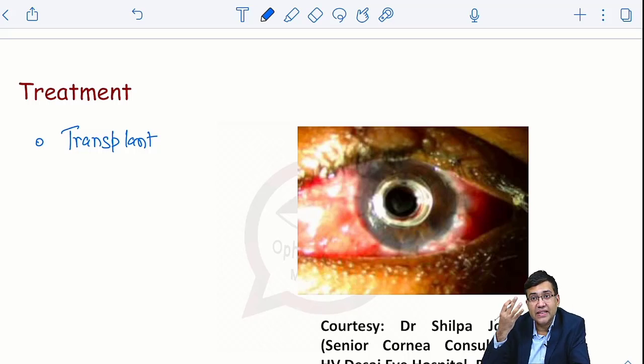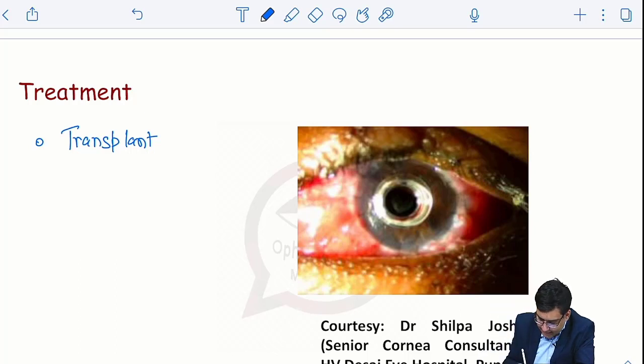Now if even that is not basically helping, then what you can do in those cases is, let's say there is Stevens-Johnson syndrome or chemical injury and there is a total conjunctivalization of the cornea which is extremely dry, so the chances of failure of a corneal transplant are also there. Okay, so even if you put a new cornea, that would also fail. So what we do is we remove the central part of the cornea, and just at that area we make an artificial cornea and basically implant it there. This is called keratoprosthesis.